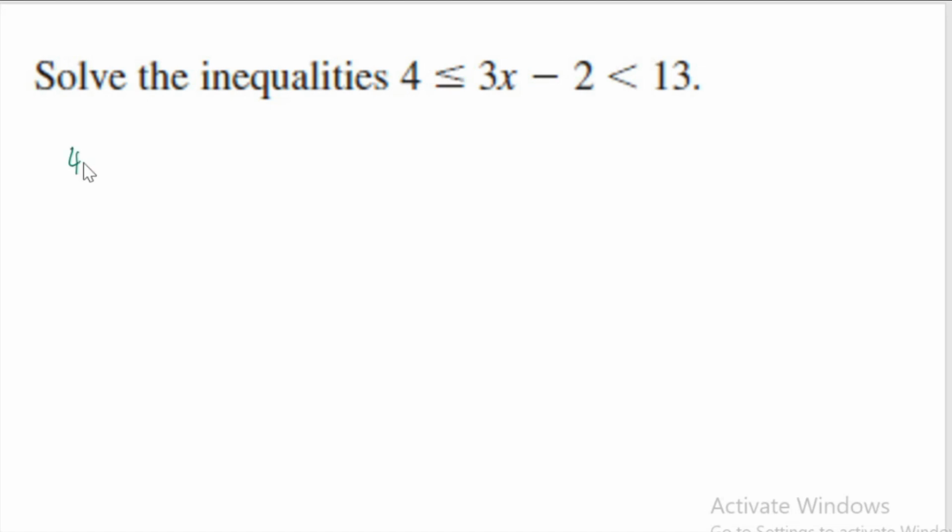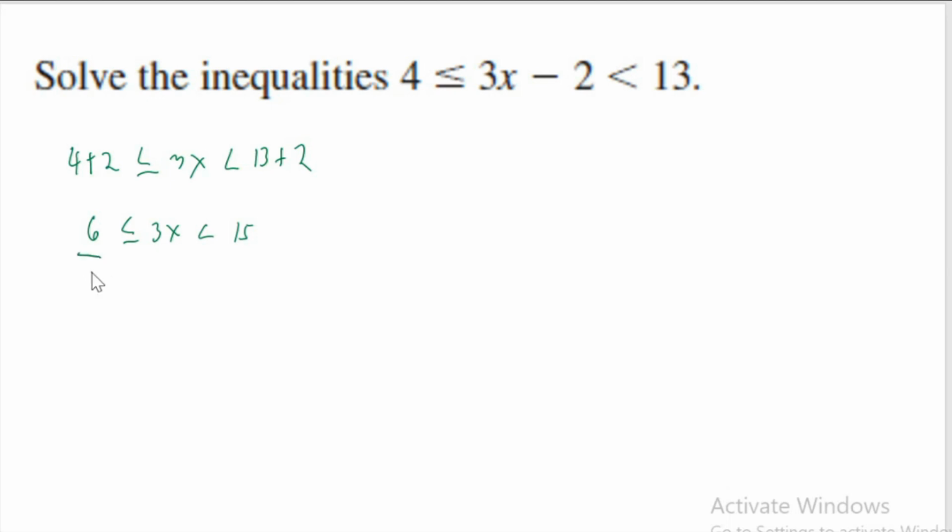So this can be now 4 plus 2 is less than or equal to 3x, and 3x is less than 13 plus 2. So by simplifying, 4 plus 2 equals 6. So it's 6 less than or equal to 3x and less than 15. So since we have 3 as the coefficient of x, you have to divide all the terms by 3.